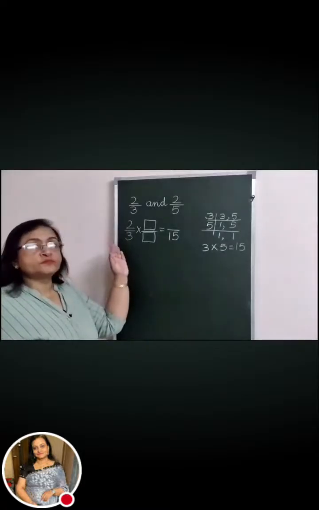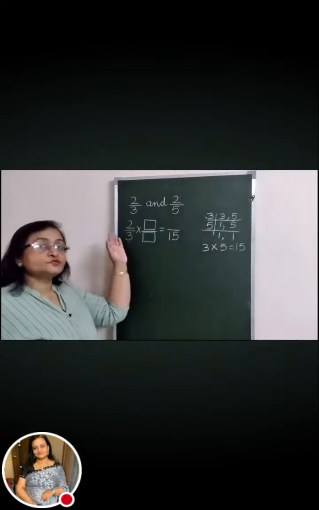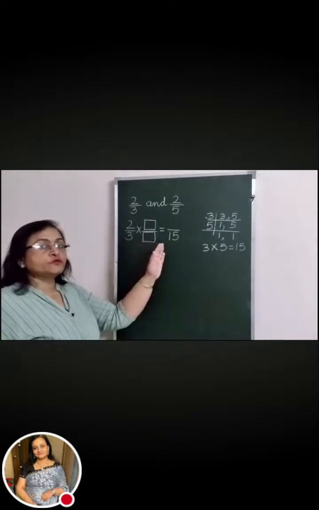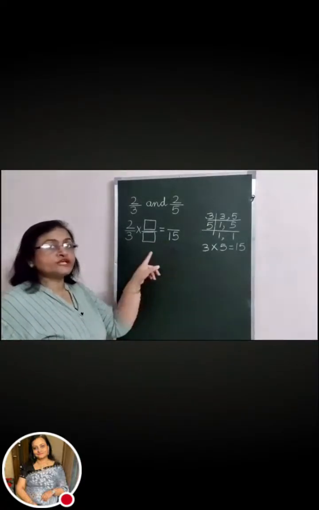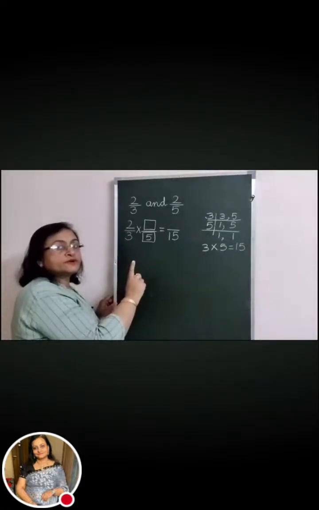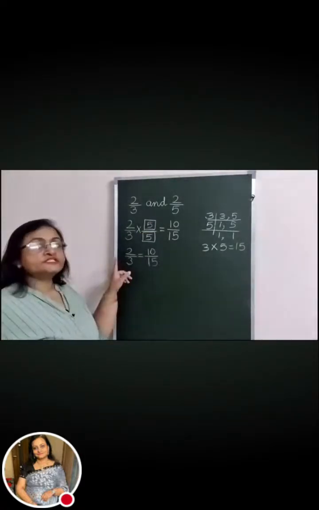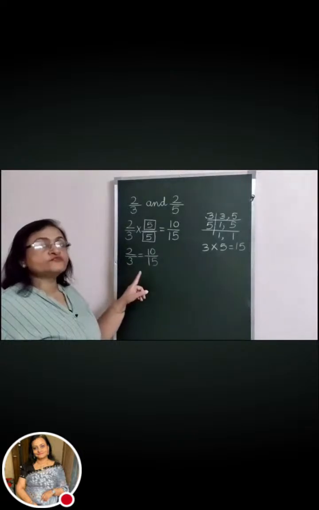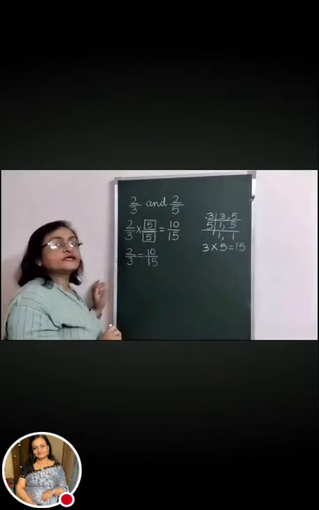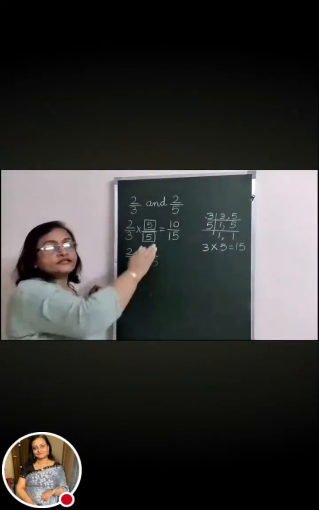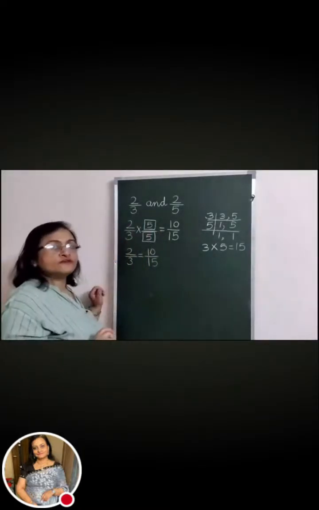Now by which number should we multiply 2 by 3 to get the denominator as 15? 3 will be multiplied by 5, then we will get 15. 2 will also be multiplied by 5 only. That means 2 by 3's equivalent fraction is 10 by 15. 2 by 3 की equivalent fraction क्या है? 10 by 15. Let's find the equivalent fraction of 2 by 5 also.